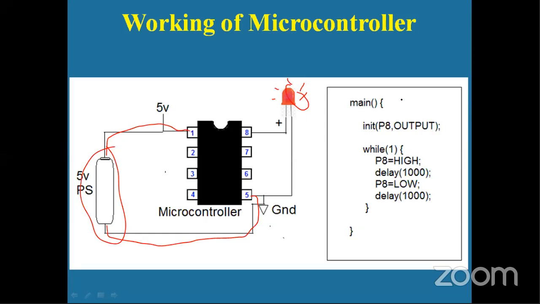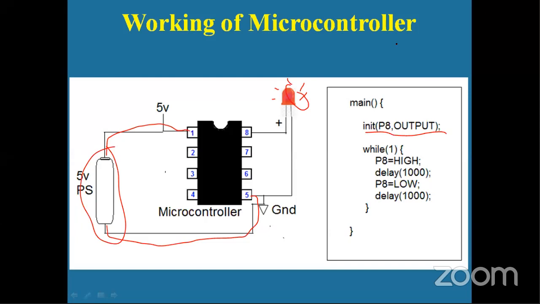I have function main here. In the function main, there is some initialization. Why do we need to do initialization? We have to tell the microcontroller which pin you are using for what. Now, I have connected my LED to pin number 8. So I will be controlling this pin number 8. I will be putting a plus 5 volt on that pin. I will be putting a 0 volt on that pin.